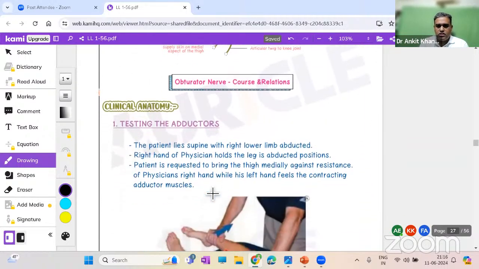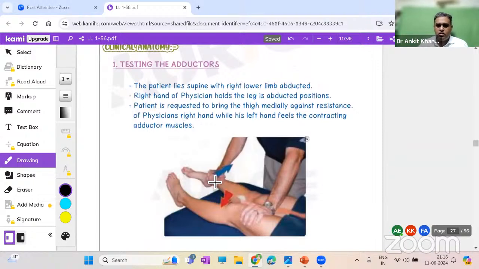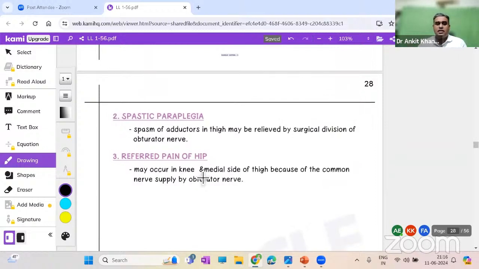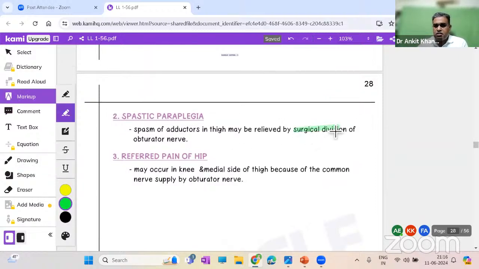Okay, so core simulations: testing the adductors. You test the adduction of the lower limb against resistance; that is the testing of the adductors. Spastic paraplegia, as I told you, there can be surgical division of this nerve, right? Reason could be any. Referred pain, yeah, referred pain could be there. See, the knee and hip joint are supplied by the femoral and obturator nerves. So referred pain can go from knee to hip or hip to knee. So a patient complaining of knee joint pain might have a primary problem in the hip joint and vice versa as well. Why? The reason is the obturator nerve and even the femoral nerve as well. They both supply both these joints.